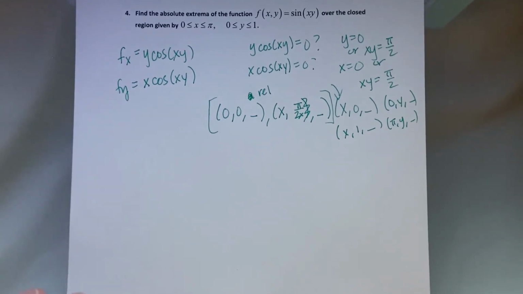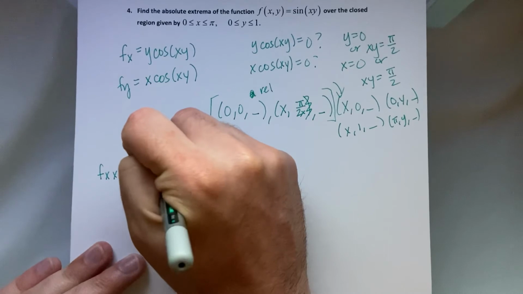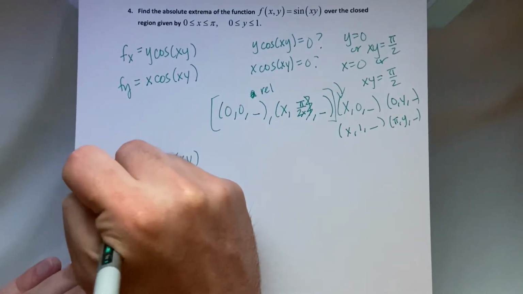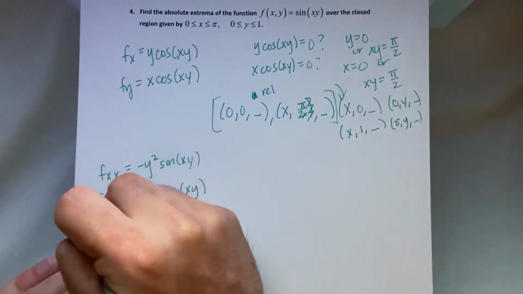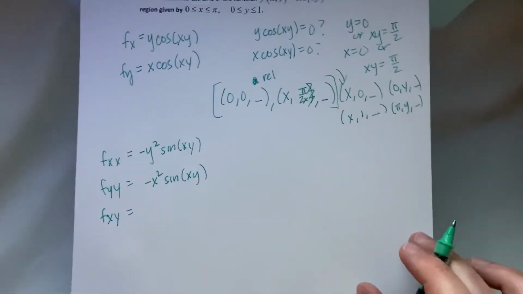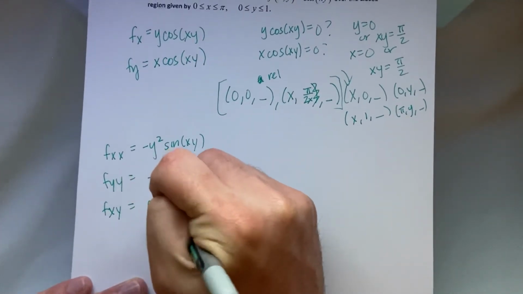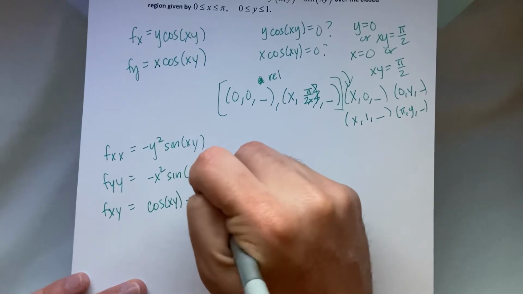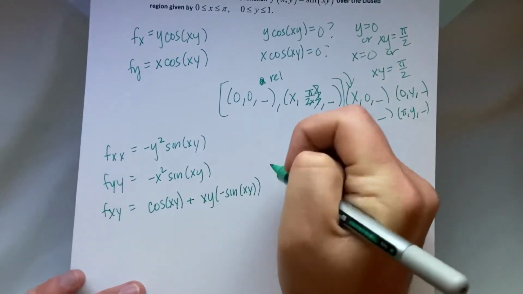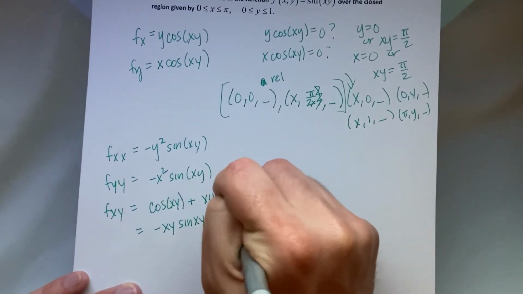So to do this, I need second partial derivatives. f_xx is negative y squared sine xy, f_yy is negative x squared sine xy. The second partial that's mixed is slightly more unfortunate. It's going to require product rule either way, but we'll manage. It can be cosine xy plus xy times negative sine xy, which is negative xy sine xy plus cosine xy.